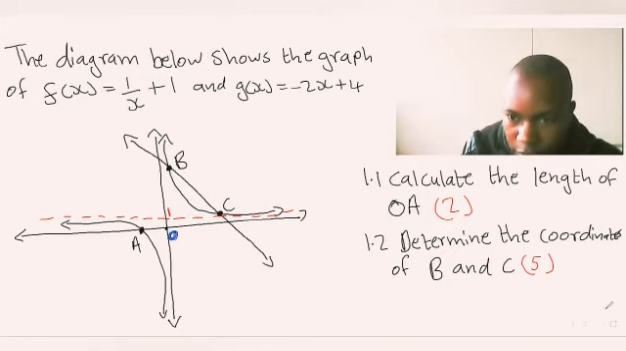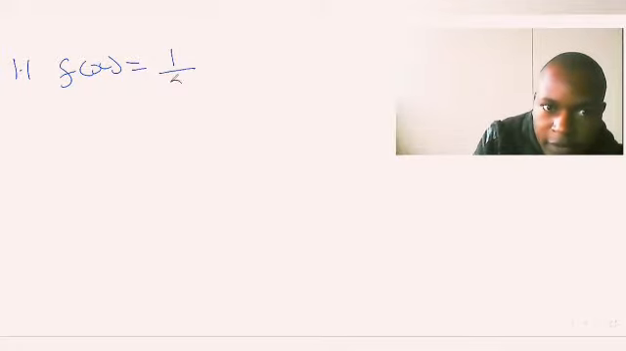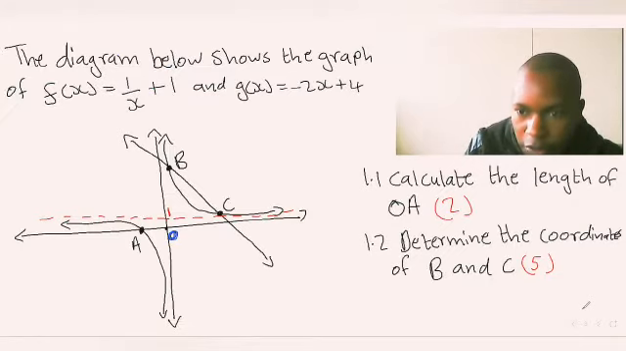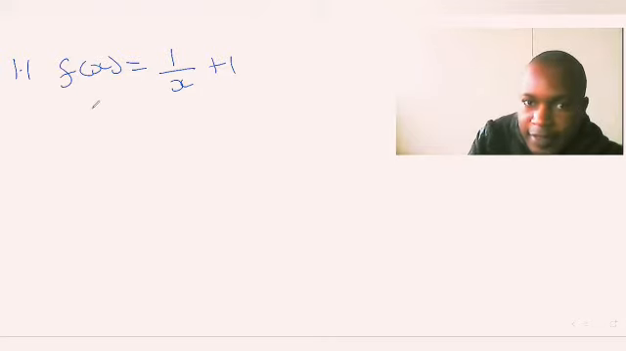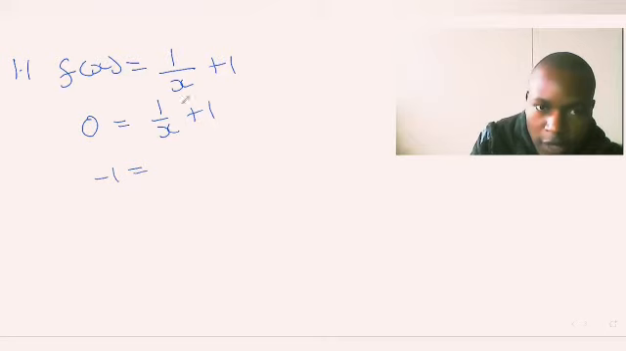So let's just move on over to the next page so that we may find point A first. So that is 1.1. We are given f of x equals 1 divided by x plus 1. I think that should be the function over there. Now to find the x-intercept, we need to let f of x equal 0 and then solve for x. So we move the +1 to the left-hand side, which gives -1.